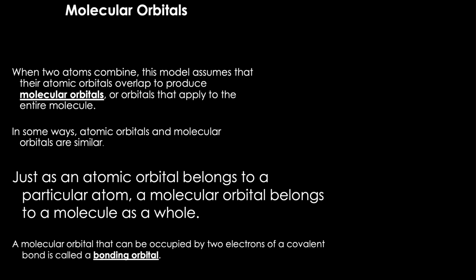Sigma and pi bonds. So, molecular orbitals. When two atoms combine, this model assumes that their atomic orbitals overlap to produce molecular orbitals, or orbitals that apply to the entire molecule. In some ways, atomic orbitals and molecular orbitals are similar. Just as an atomic orbital belongs to a particular atom, a molecular orbital belongs to a molecule as a whole. A molecular orbital that can be occupied by two electrons of a covalent bond is called a bonding orbital.